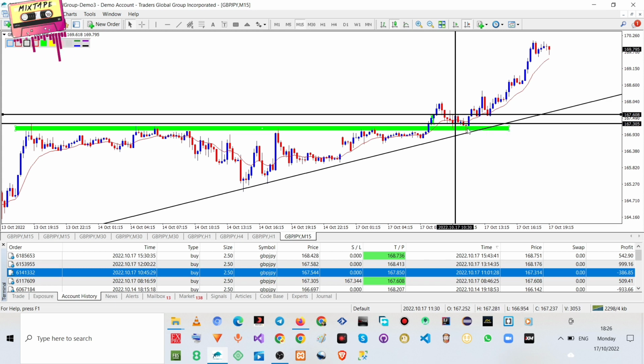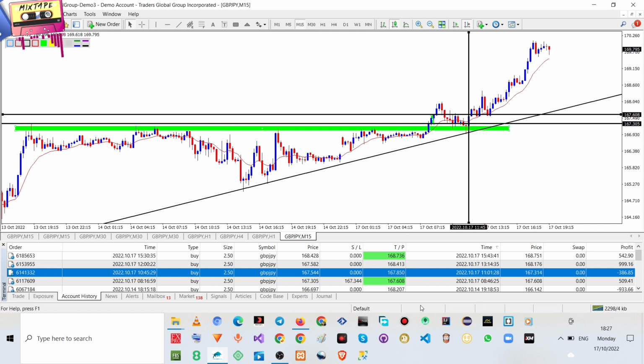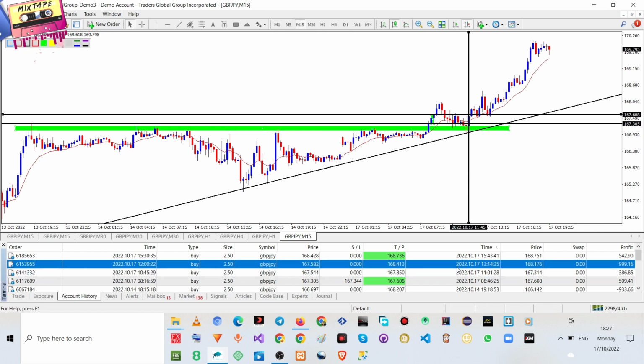Then as you can see, the price continued back to the support that was broken, now the resistance, then it gave this pin bar candle. So I took the loss and exited out of the trade. Then I went on to take another trade on this candle. So let's move to this price.